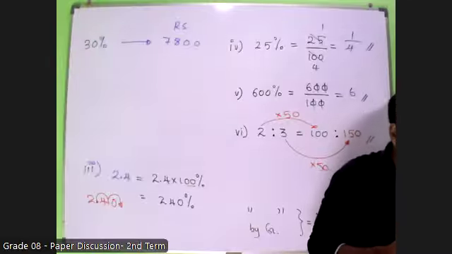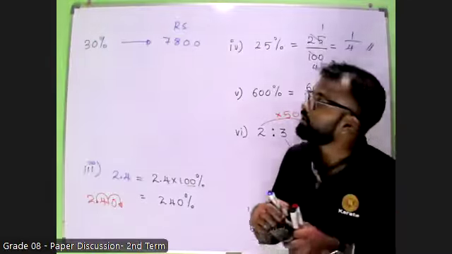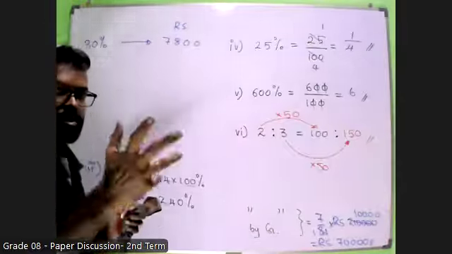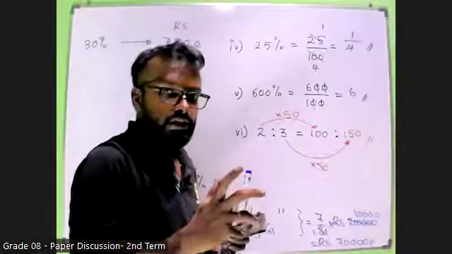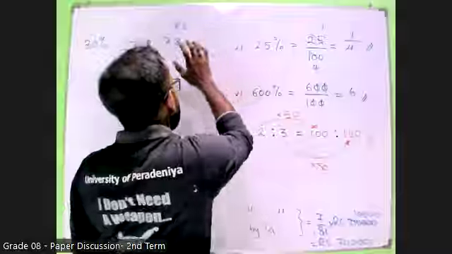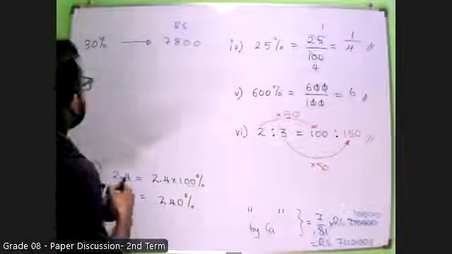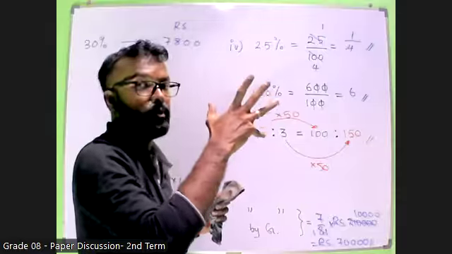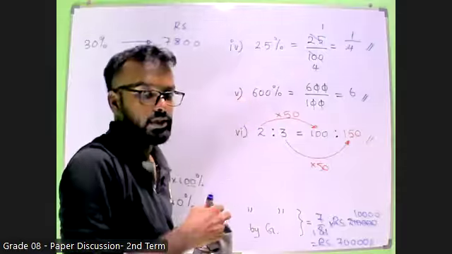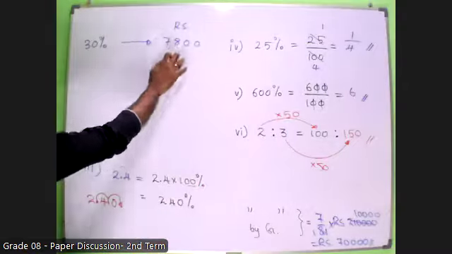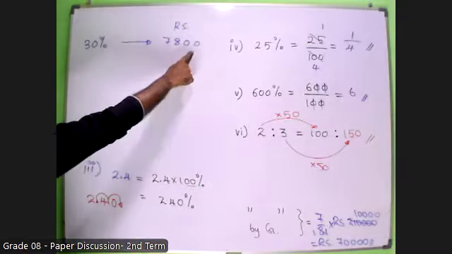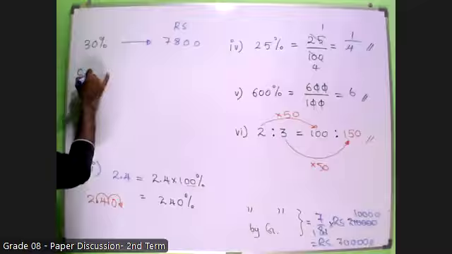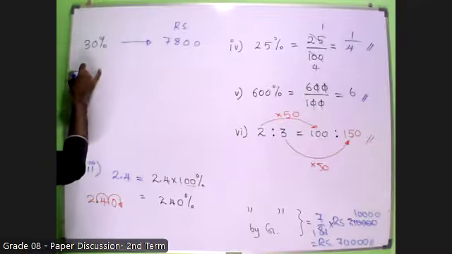So in this case, what you can understand is, if you divide that man's salary into 100 pieces, 30% of that will be equal to 7,800. So we need to find the 100% completely if we want to obtain the full salary. So basically, this is 30% of the total salary. So salary can be calculated as total salary. Let's write total salary.